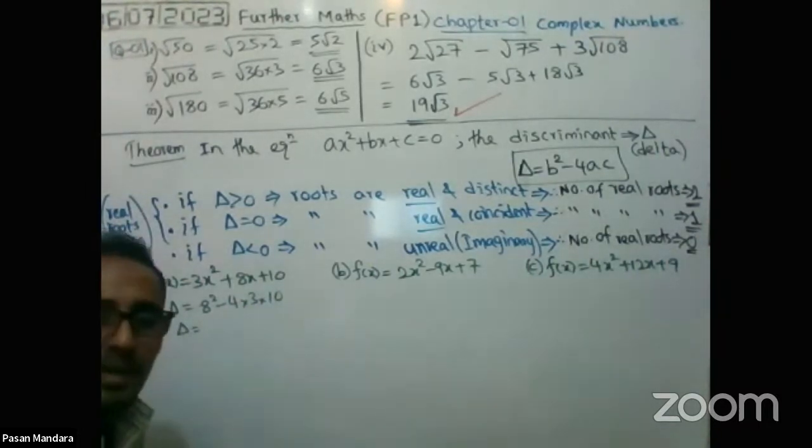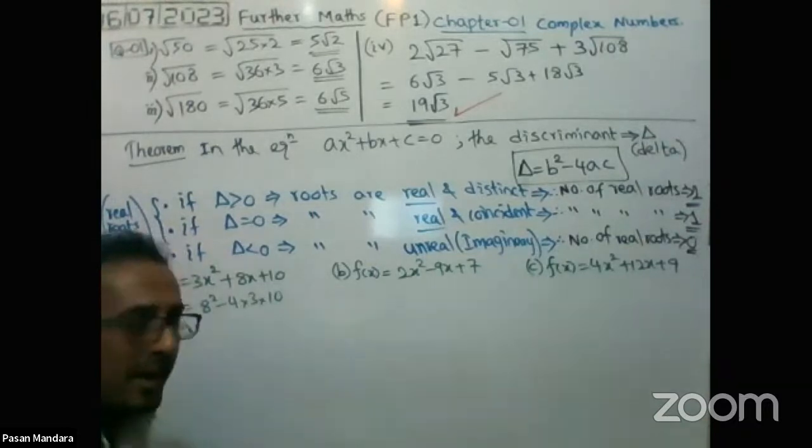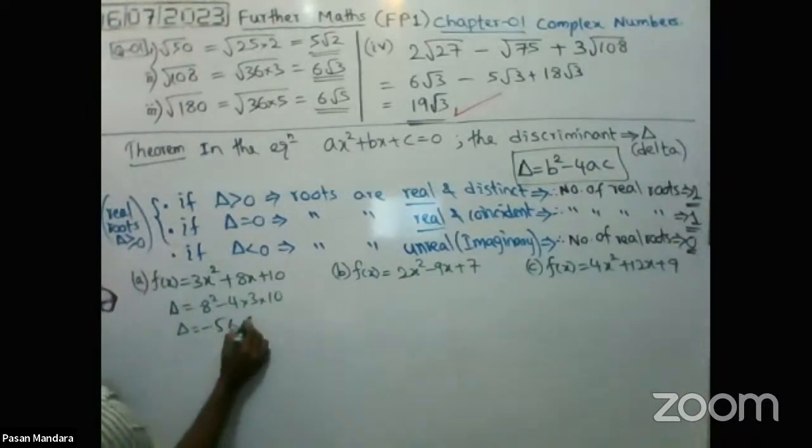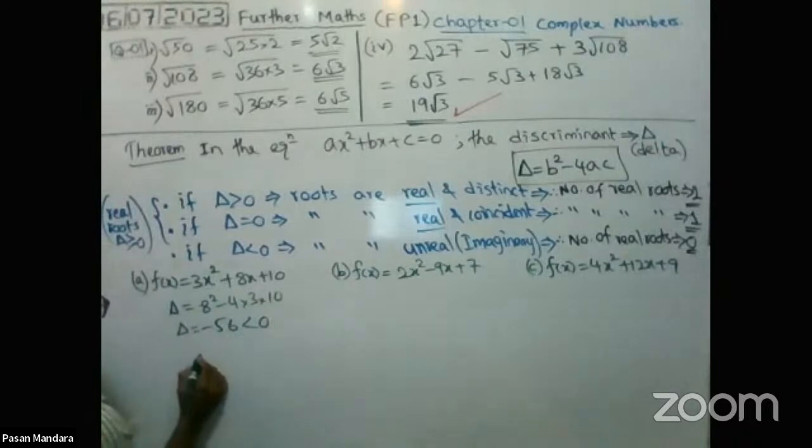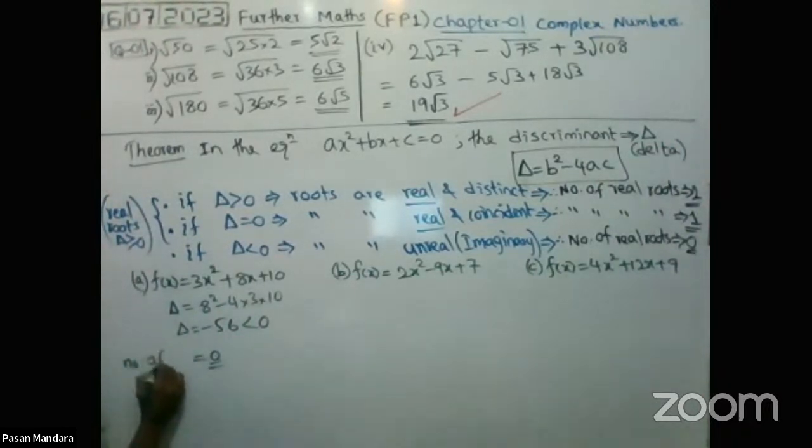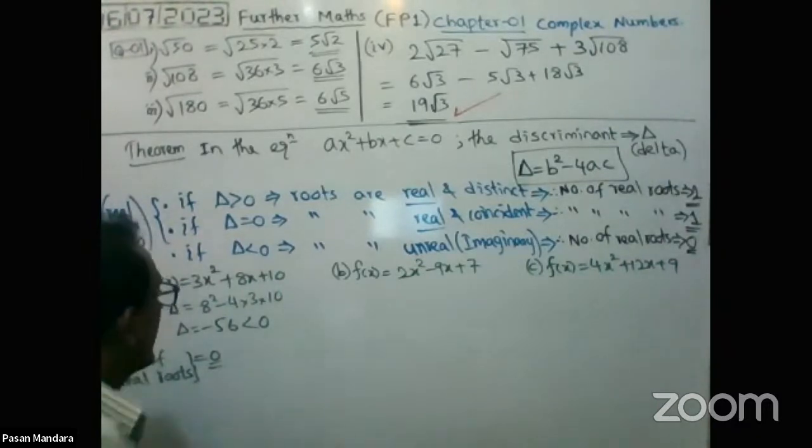So this is getting 64 minus 120 minus 56, less than 0. So number of roots 0. Number of real roots 0. So what's your answer? Correct.